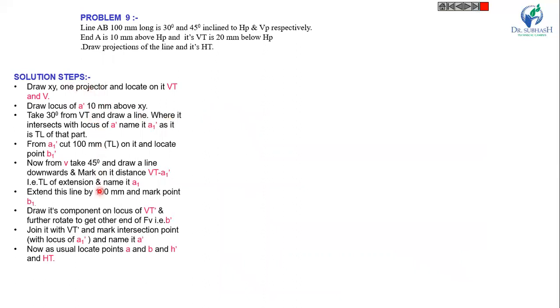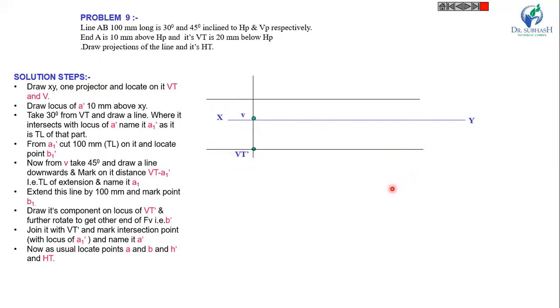Solution steps. First of all, mark the VT here and V. Now draw a locus from VT parallel to XY at a distance of 10 mm here and 20 mm. VT is 20 mm below HP. Locus of A and A dash. Now from VT, as given angle 30°, theta is equal to 30°, draw a line. So it will intersect at this point A1 dash.